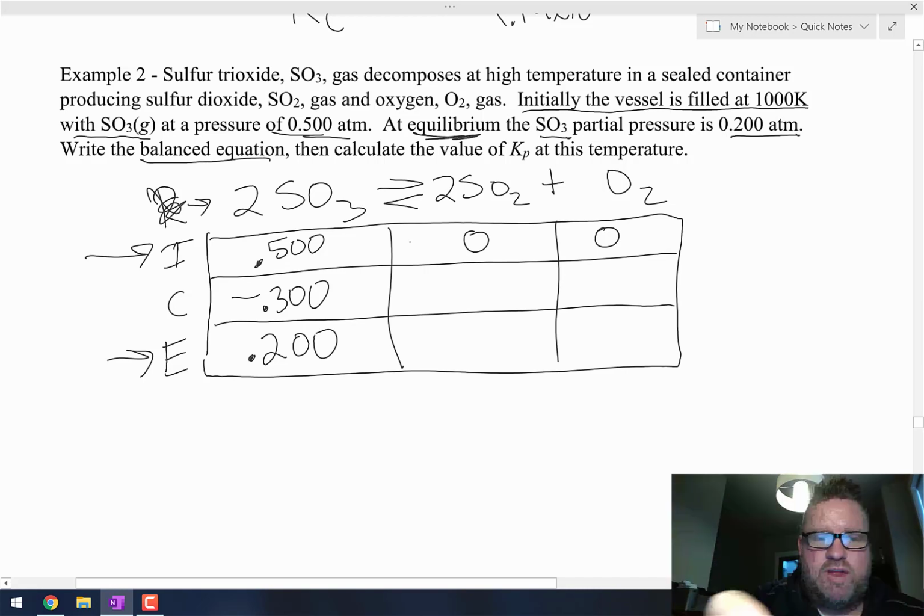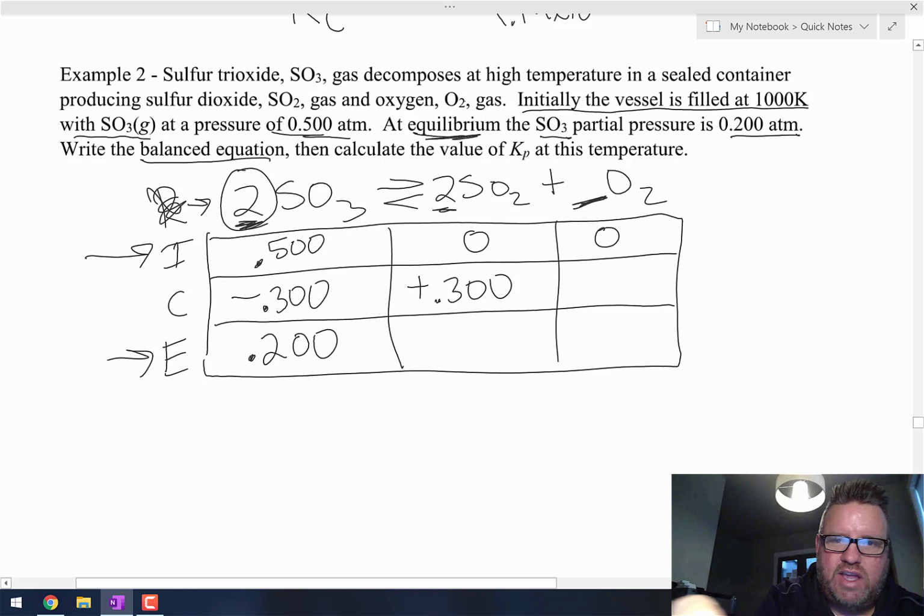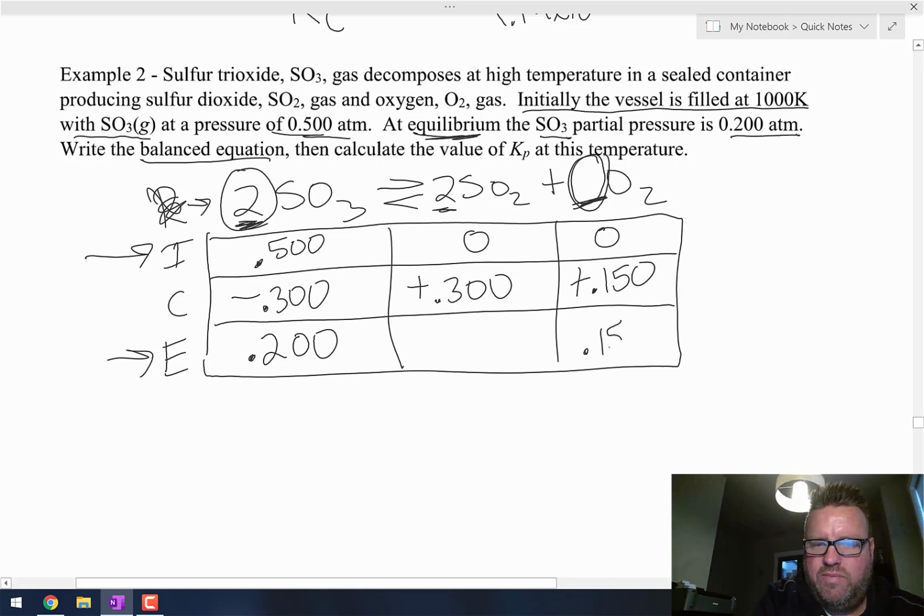Now again, here's where you have to use the balanced equation. It's a 2 to 2 ratio. So if SO3 goes down by 0.3, then SO2, because it's the same ratio, is going to go up by that same number. Okay, but then for O2, notice it's a 2 to 1 ratio. So it's only going to go up by half as much, because for every 2 of these that get used up, you only get 1 O2. So it's only going to go up by 0.150. Okay, and then 0 plus those equals that. And now we have our equilibrium values.